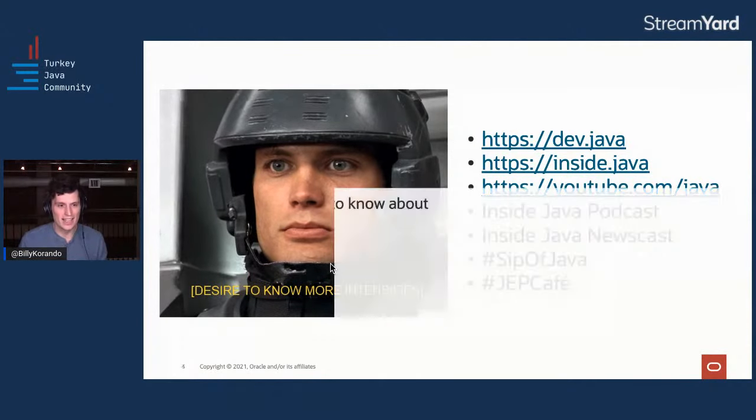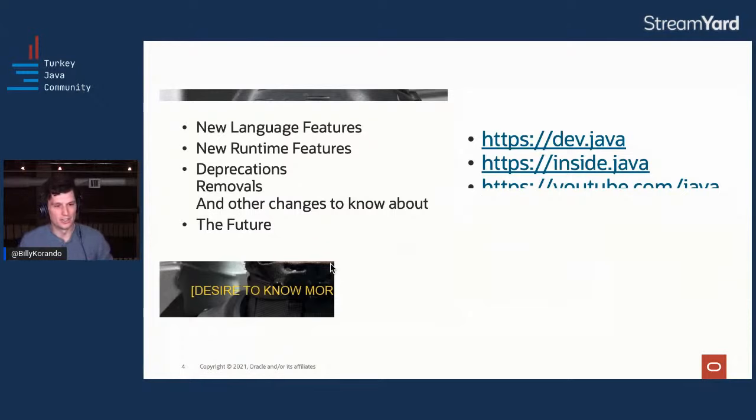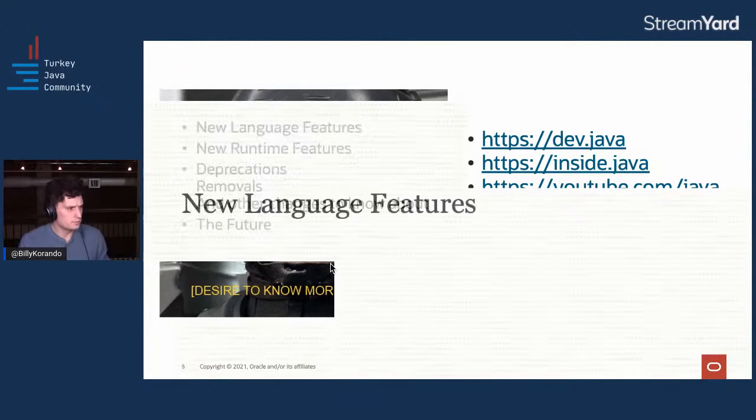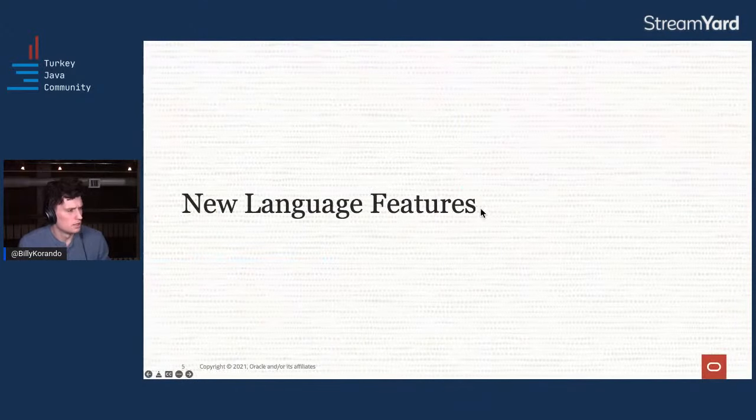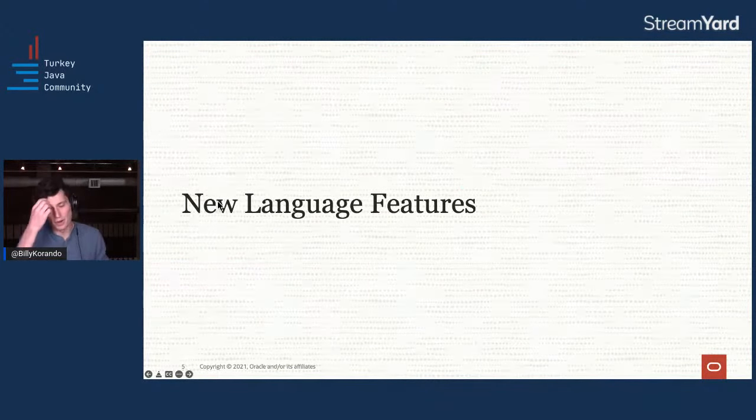So with that said, let's actually start getting into this presentation. The agenda is we're going to be covering some new language features, new runtime features, and then finally we're going to get into some deprecation removals and other changes to know about. And then we're going to get into the future of Java.